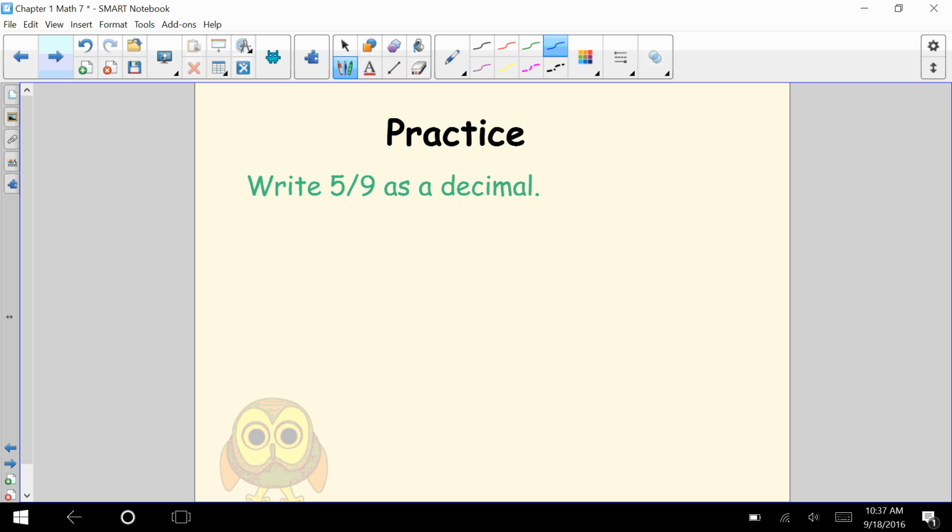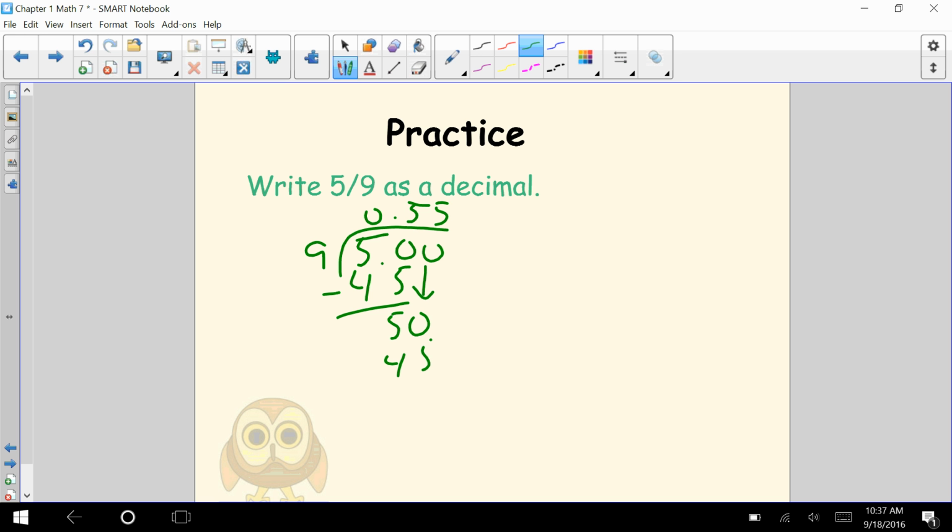So try this one. Write 5/9 as a decimal. To do this, we put the 5 underneath, the 9 outside. 9 doesn't go into 5, so I add a 0. 9 goes into 50 5 times. Makes 45 with 5 left over. Bring down a 0. Goes into 50 5 times. 45. Subtract. I got 5 left over. Notice that it's going to repeat. My answer is 0.5 repeating.